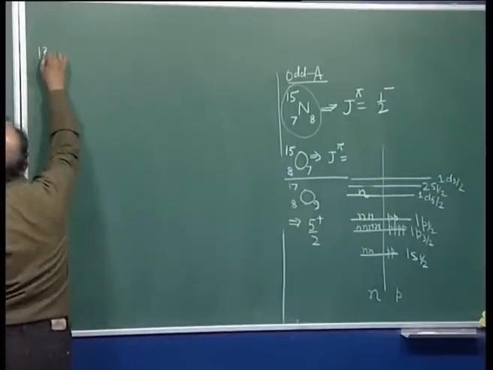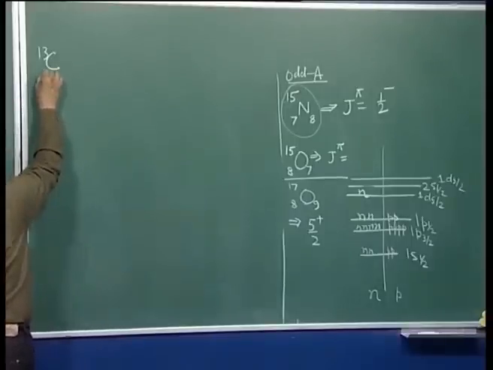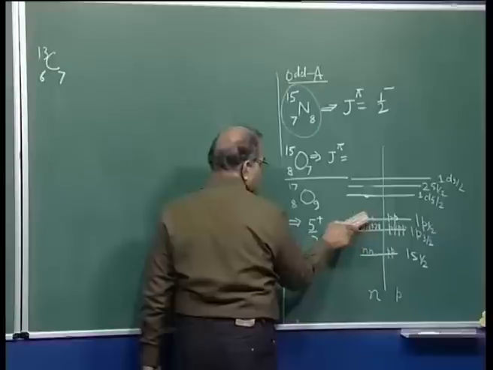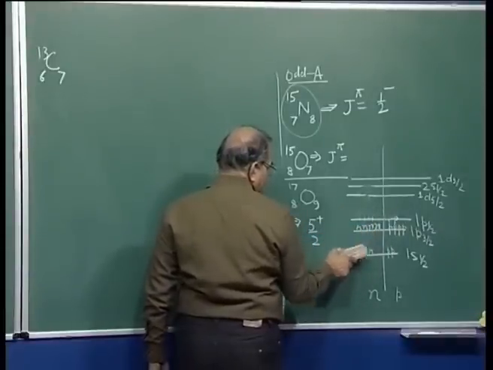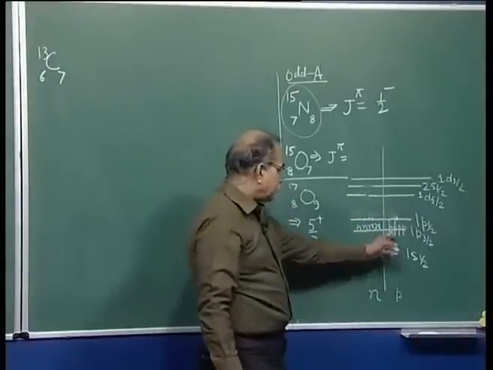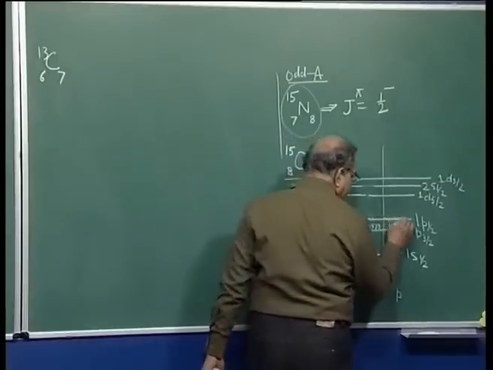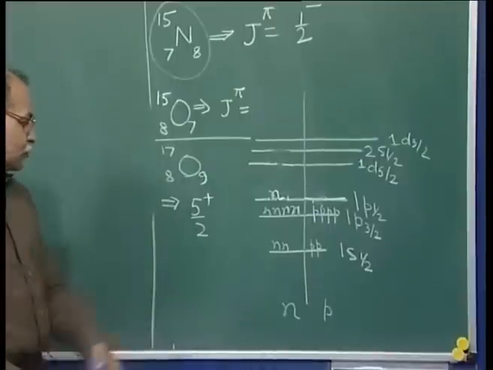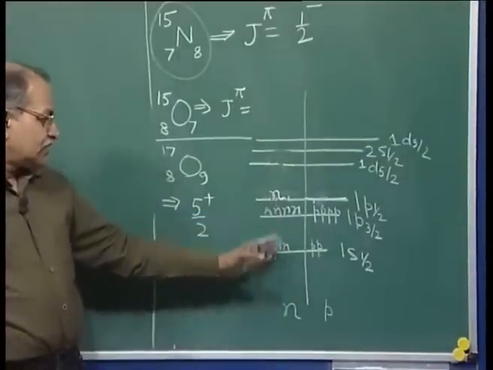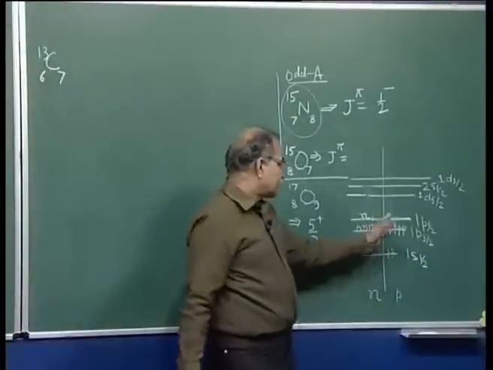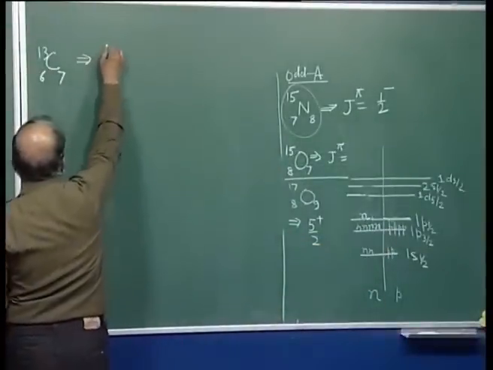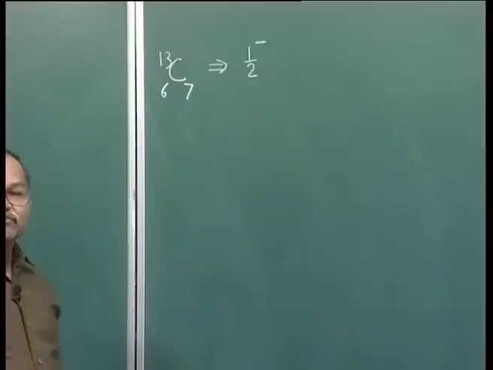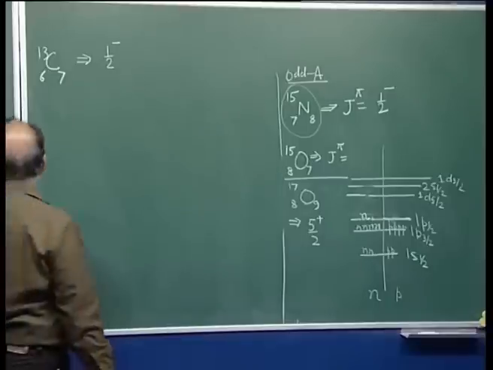13 carbon. Carbon is Z equal to what? So N is equal to 7. So Z is equal to 6. So 4 plus 6, correct? 6 here. And this one is 7. So 1 neutron will go here, correct? 2 plus 4 plus 1, 7, right? 7 neutrons and 6 protons. So what should be the spin parity? Half negative, yes. That is how you can calculate. And in most of the cases it comes out to be correct, right?